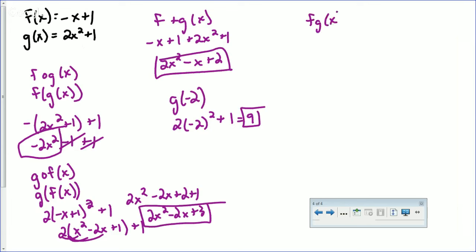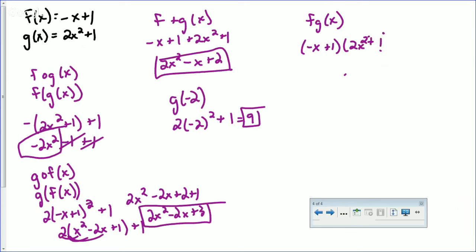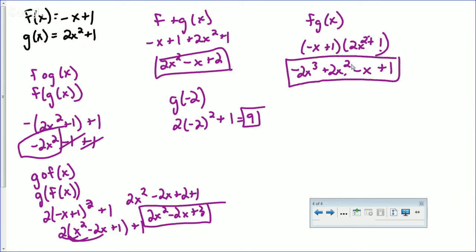We have f g of x. So here we're multiplying the two together. So we have 2x squared plus 1. Okay, so we'll FOIL all that out. So we'll have -2x to the third plus 2x squared minus x plus 1. If you need to, you'll have to combine like terms on that, but in that case I didn't.